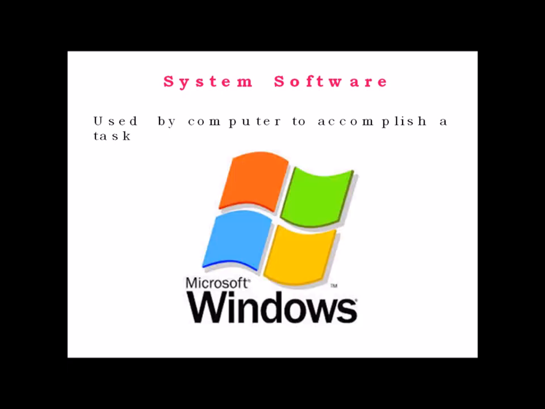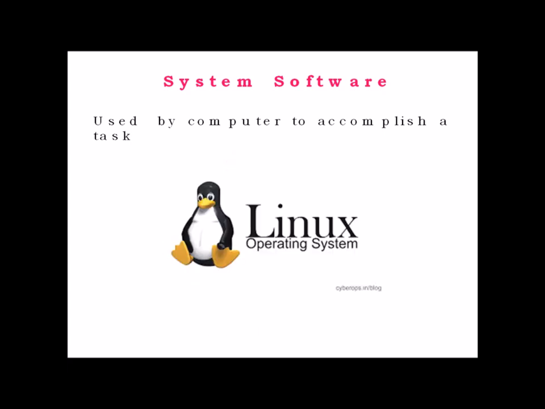System software. System software is a type of software that controls and manages the overall activities of a computer. It operates from behind the scenes to accomplish a task and ensure that our computer system functions properly. An operating system is an example of system software, like Microsoft Windows, Unix, and Linux.